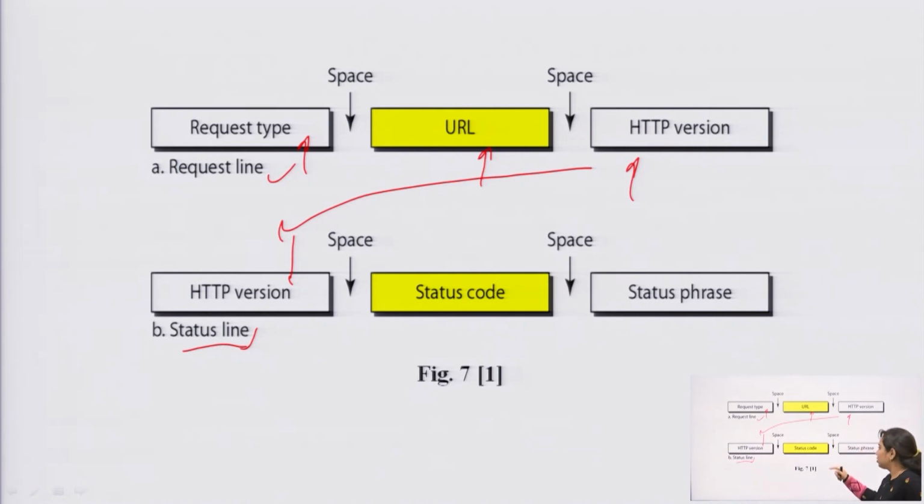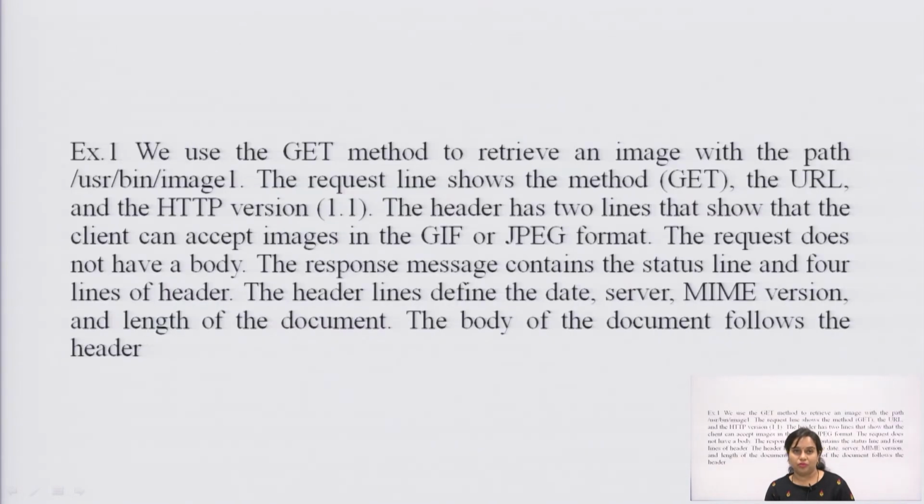So, there will be a status code, then a space, and then there will be a status phrase. Which means that the data will be inserted in this phrase format. So, these are the two criteria you can see for how the data will be inserted in this format, in the request line and in the status line, meaning in the request message and in the response message.